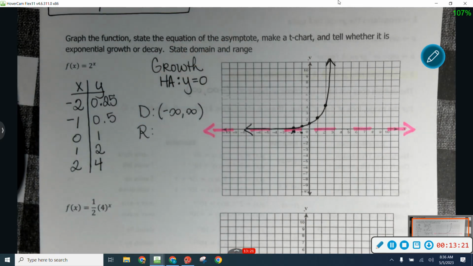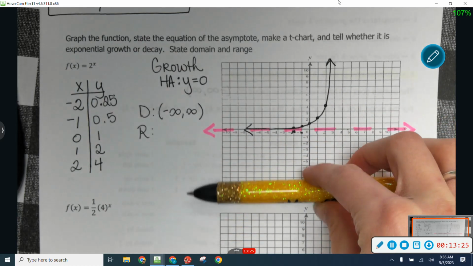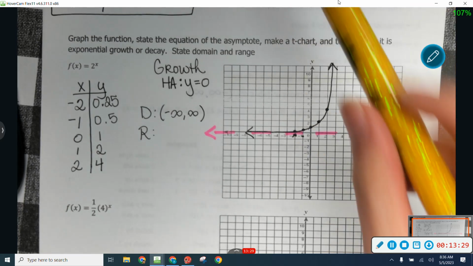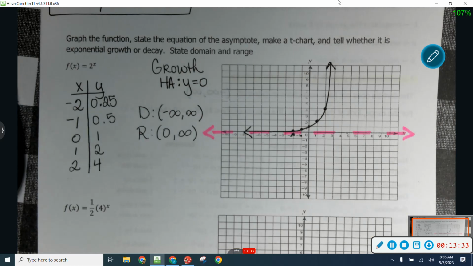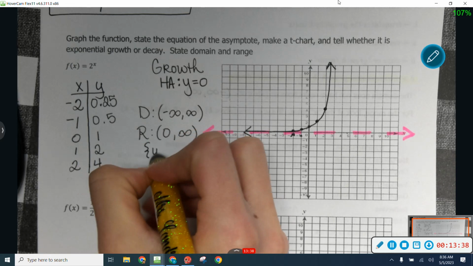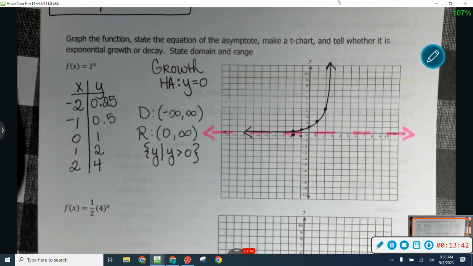But my range, I don't go any lower than what point? 0. That's my asymptote. Everything is above that. So I'm going from 0 to +infinity because I'm going upward. Okay, if I did set builder, then it would be y is greater than 0, but it's not equal to, because it never actually hits that line. Okay, we good with that?